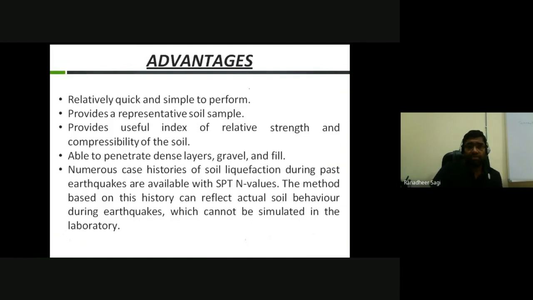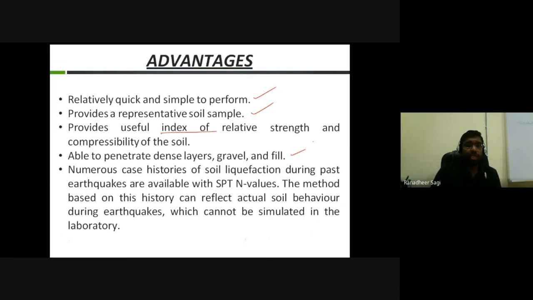Now let's quickly understand the advantages, disadvantages, and subsequently the precautions that are required to be taken in this SPT test. So coming to the advantages, the test is said to be relatively quick when compared to some other tests, and it is simple to perform. It provides a representative soil sample, in the sense that while performing this test, you are able to collect some soil sample. Though it is in a disturbed state, you are still able to collect that soil sample, which will be useful for determining various index properties and for knowing the corresponding properties of the soil.